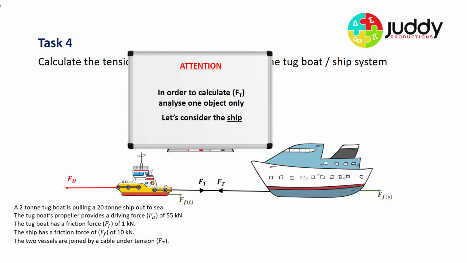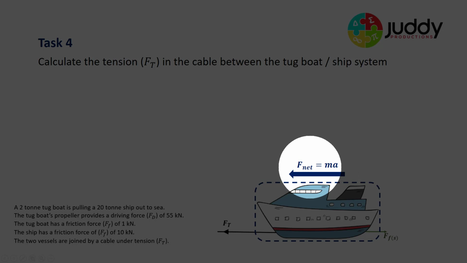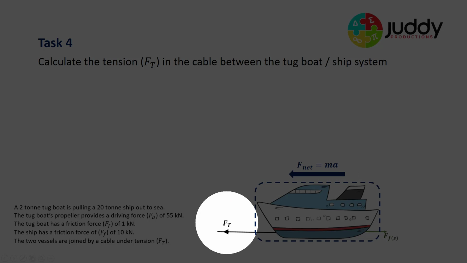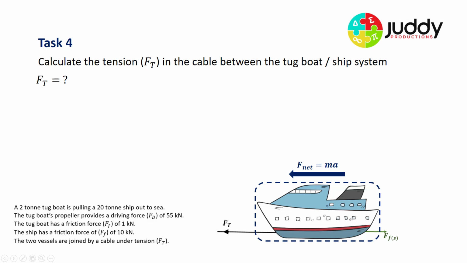In order to calculate the tension force, we need to analyze only one object. So for now, let's consider the ship. We eliminate all the forces associated with the tugboat, and we're left with our forces associated with the ship. We know that the net force of this ship is to the left, and that's being generated by a tension in the cable and opposed by a frictional force of the ship. So we want to find the tension force in the cable.